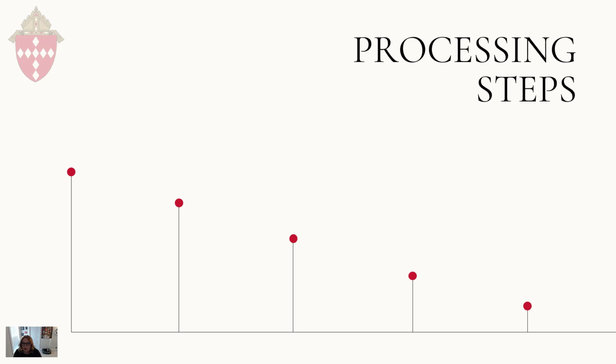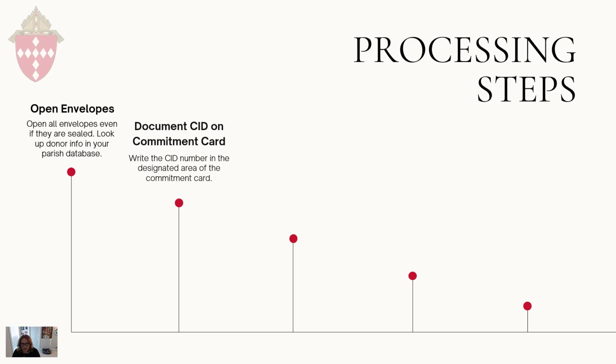Now we'll discuss the processing steps. The first processing step is to open the envelopes. Please open all of the envelopes, even if they are sealed, and look up the donor information in your parish database. The next step is to document the CID number on the commitment card.